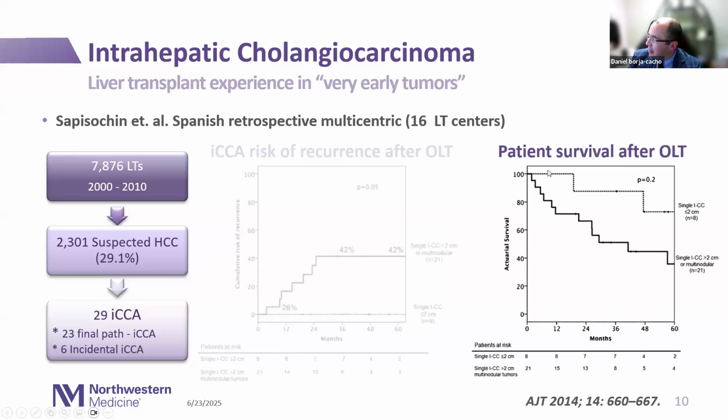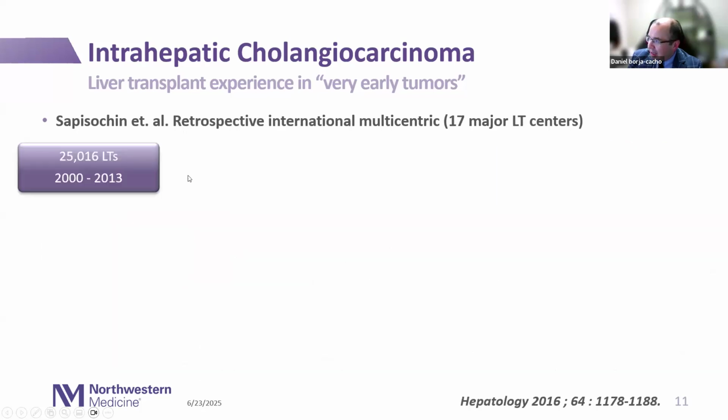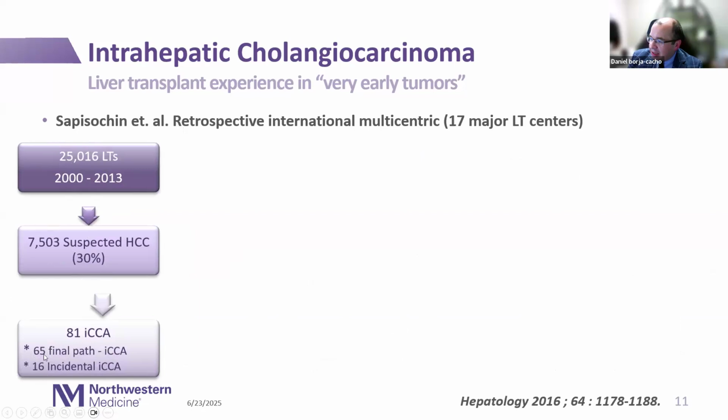Not surprisingly, the patient survival was better in the patients that have a tumor less than 2 centimeters as opposed to the patients at 2 centimeters. The 5-year survival for these patients was close to 80% as opposed to 40%. This was validated in a very similar international study that included now 25 patients, 30% with HCC, and similar thing.